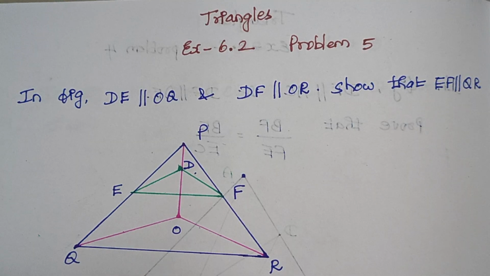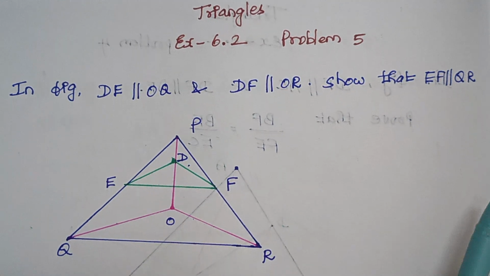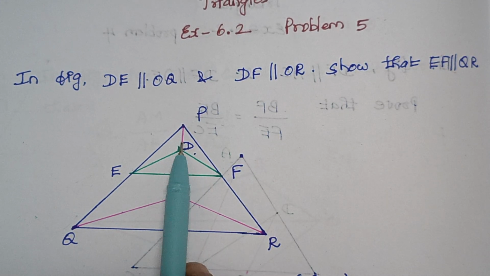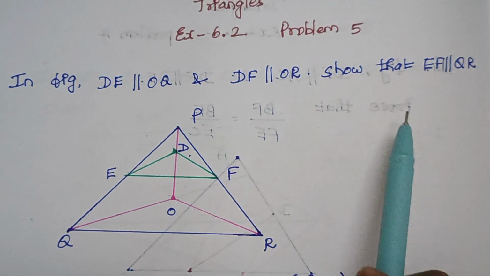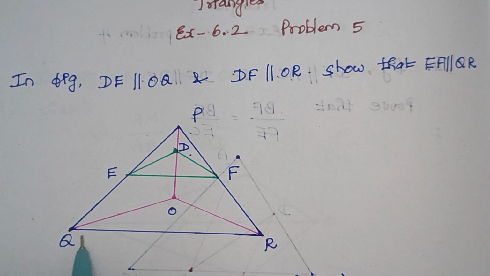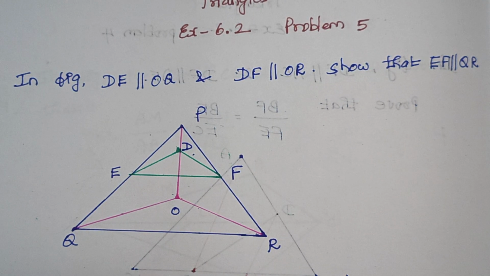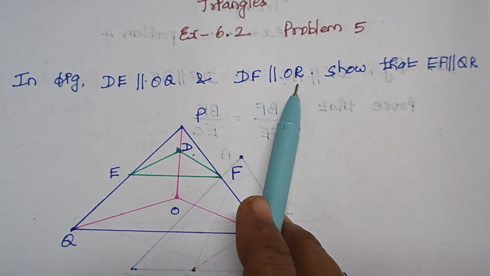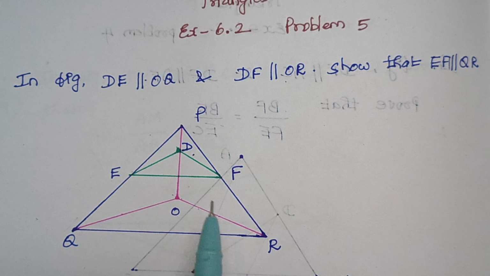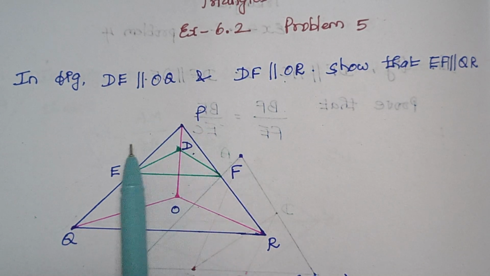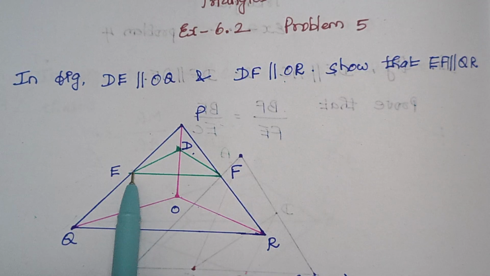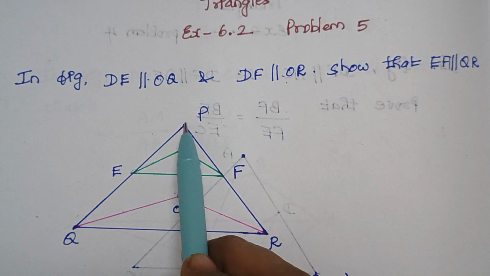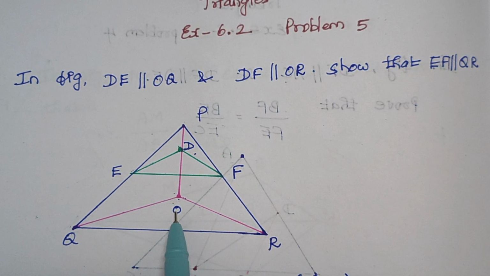So now problem 5. In the figure, DE is parallel to OQ and DF is parallel to OR. Show that EF is parallel to QR. Right. So again, as the conditions are given, as per the given condition, we have to segregate the triangles. So here DE is parallel to OQ, right? So as a first part, I am considering this triangle POQ.